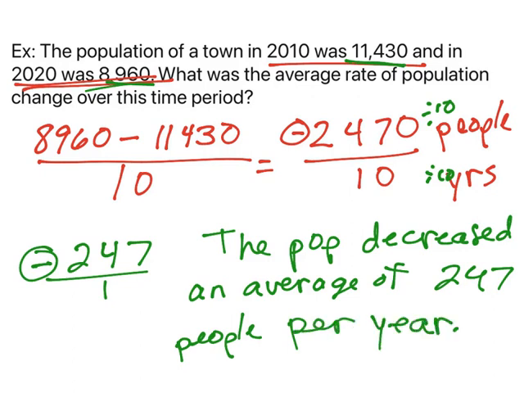Again, the rate, the per tells us kind of the fraction bar, but you always want to have 2 units. The numerator and the denominator are both going to have units. What does that tell you?